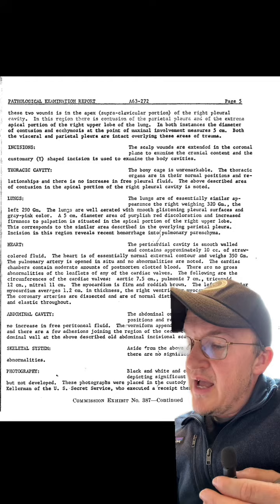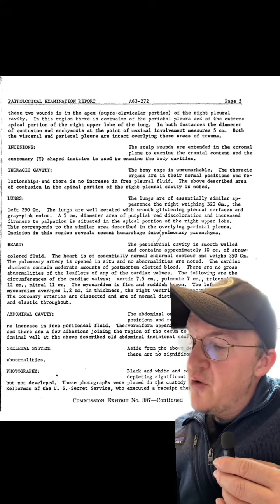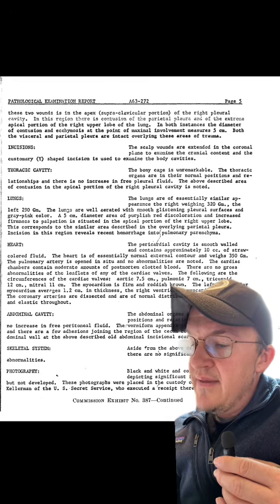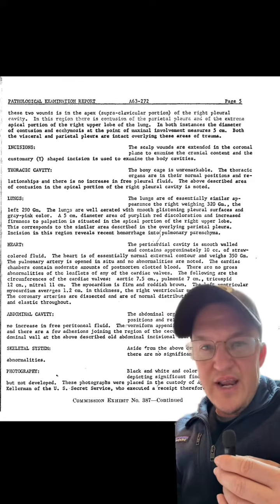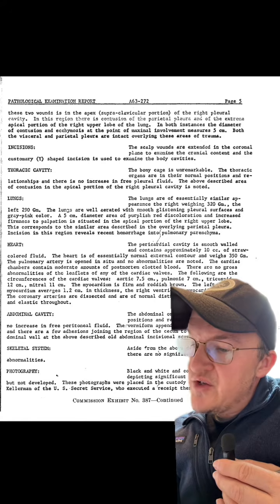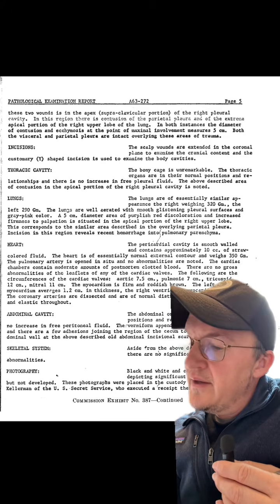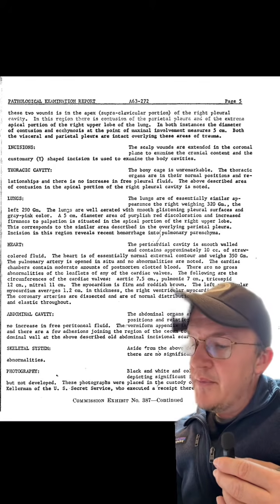A 5 centimeter diameter area of purplish red discoloration and increased firmness to palpation is situated in the apical portion of the right upper lobe. And that's that ecchymosis or hematoma that was produced by that bullet shock wave that I showed you in the last video. This corresponds to the similar area described in the overlying parietal pleura. Incision in this region reveals recent hemorrhage into pulmonary parenchyma.